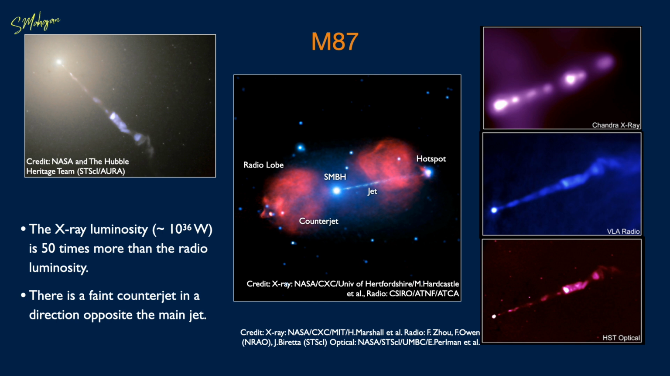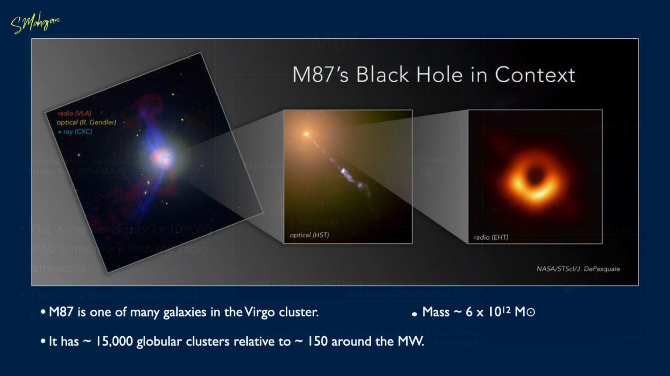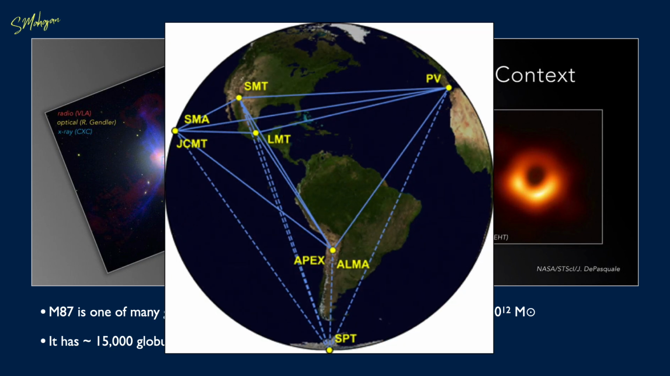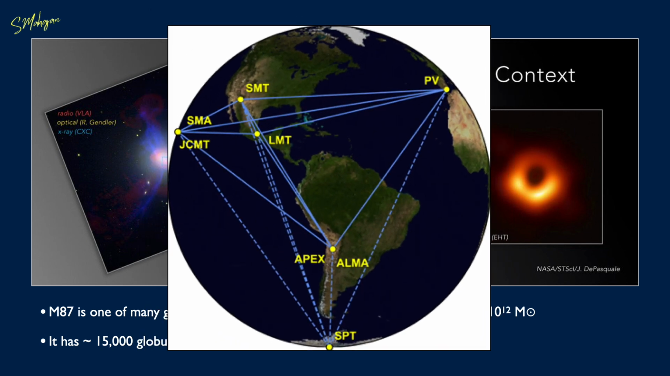The X-ray luminosity of M87 is around 10^36 watt, which is 50 times more than its radio luminosity. Deep radio images also show evidence for a counterjet ending in the other lobe, which is opposite the dominant jet. Do you remember the 2019 observation of the first ever black hole observed by mankind? Well, it was observed using multiple radio telescopes around the world in this very galaxy, the M87.